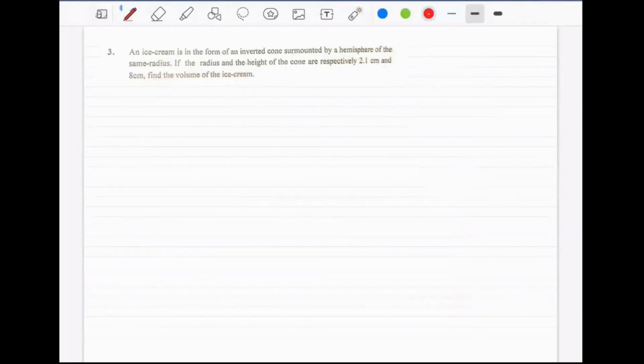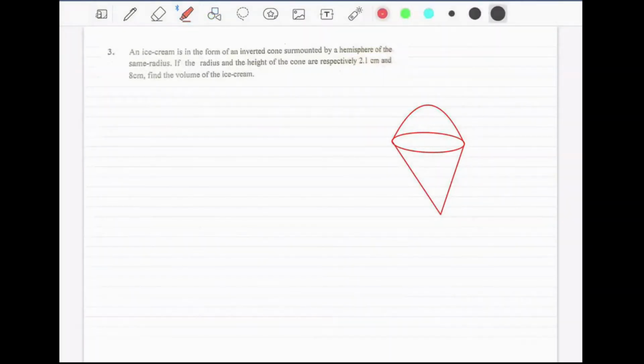Okay, let's draw the figure properly first. You've got the ice cream, you've got the inverted cone, and this is surmounted by a hemisphere. All right, then I'm shading the cream portion with blue ink. Let's make it red. So this is the hemispherical portion, and there is a cone portion. It's better to keep it without anything. And what do they do? They share the same radius. The radius is the same for the two.